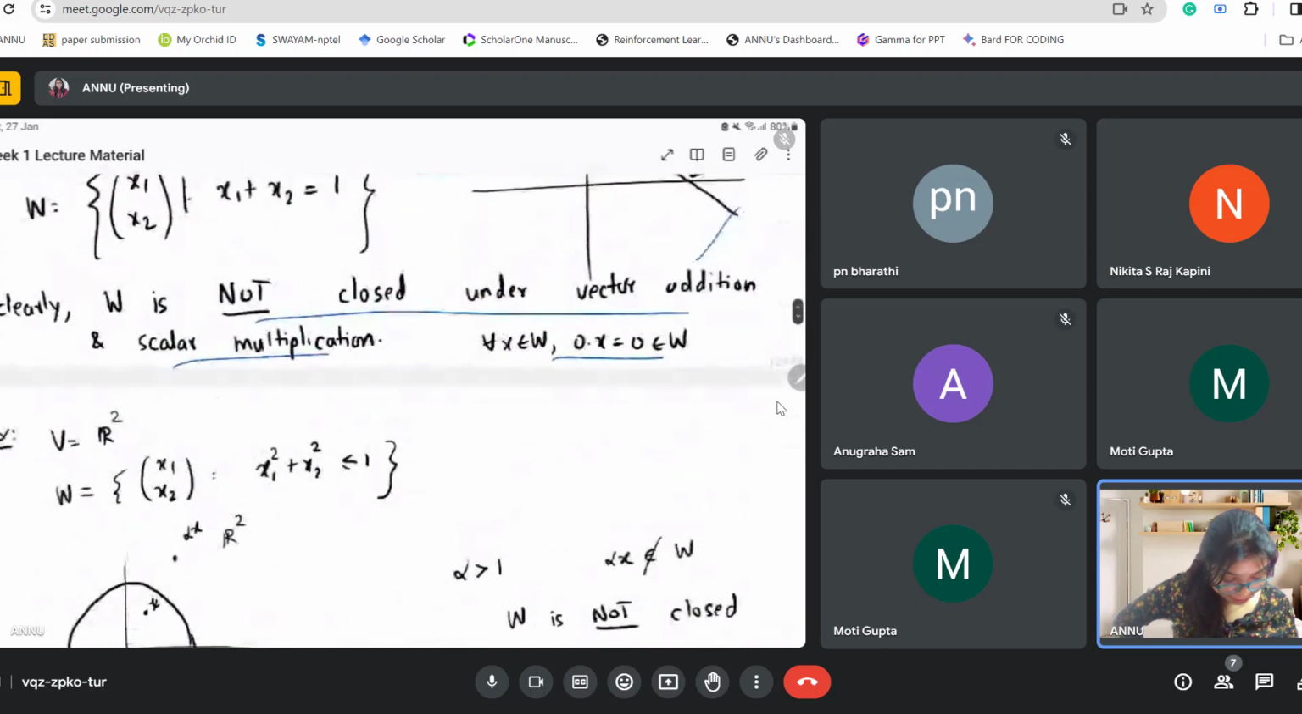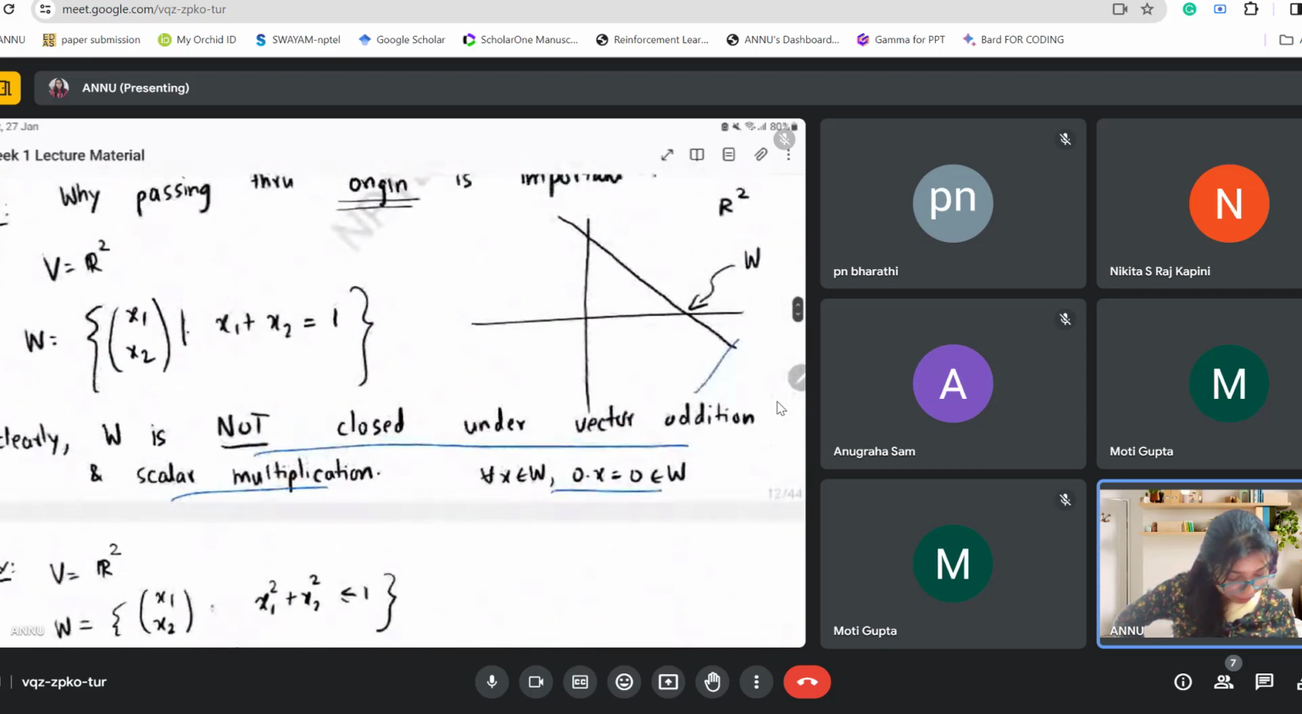So now let us see this particular circle. Now you tell me whether this is a subspace or not.